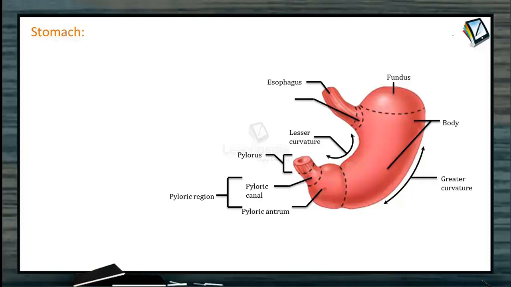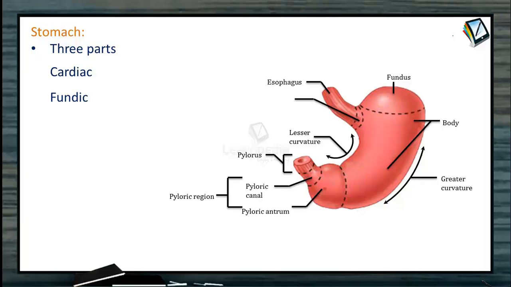Stomach. Stomach is a J-shaped structure. It is present in the abdomen and it is divided into three parts. They are cardiac part because it is near to the heart. That is why it is called cardiac part.